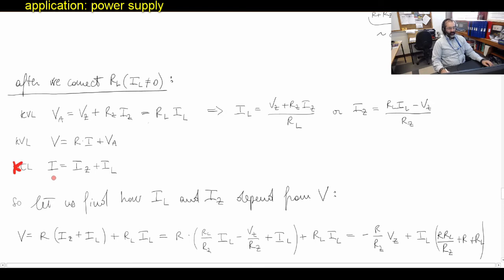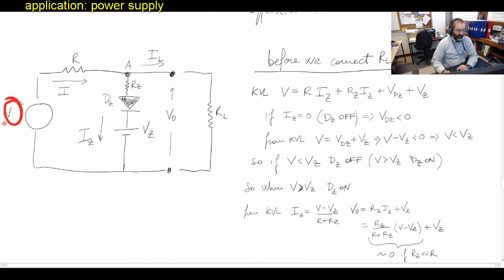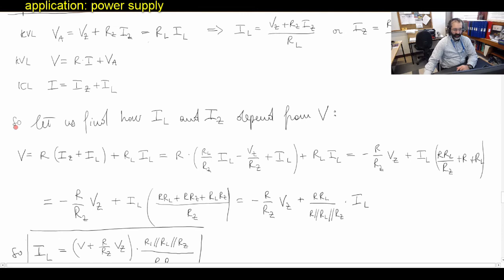So what we can try to do now is to find how IL and IZ depend on V. V is the voltage that we are effectively applying to the circuit, if you like, the input voltage. And so let's see how IZ and IL depend on that voltage. And so how do we do this? Well, you see that VA can be either this quantity, or VA can also be this quantity.